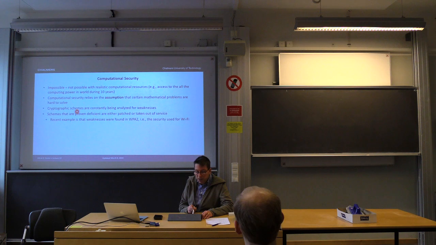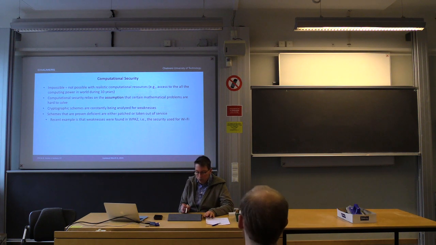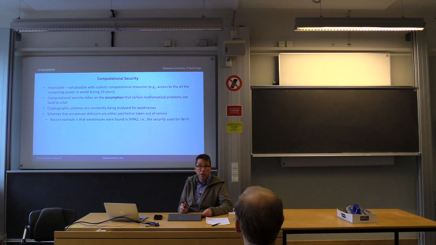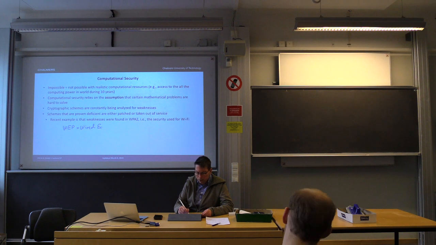So cryptographic schemes are constantly being analyzed for weaknesses. So every now and then one figures out that something is not so good, right? So last year, for instance, I don't know if you noticed this, but there were some weaknesses found in WPA2, which is the security recommended for Wi-Fi at the moment. The first security protocol that was done for Wi-Fi was called WEP, so wireless or wired equivalent privacy, I think.